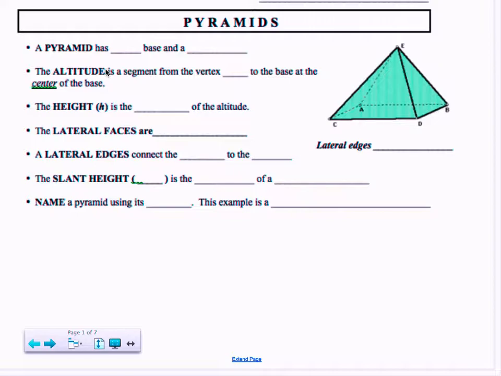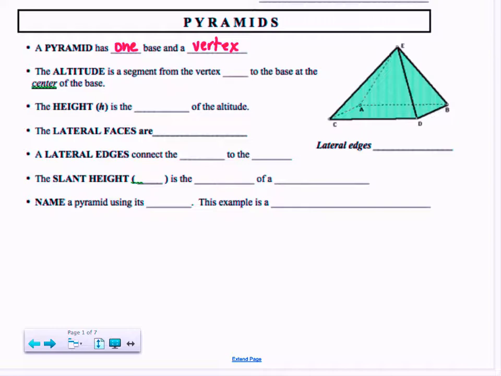So section 12.2 is about pyramids, and I think you can tell that they're different from section 12.1 where we had prisms, because as I showed you on Friday, prisms had two bases, but pyramids, as you can see, they only have that one base. So in our notes here, we're going to write down that a pyramid has one base and a vertex. And in my example over here on the right, the vertex is point E.